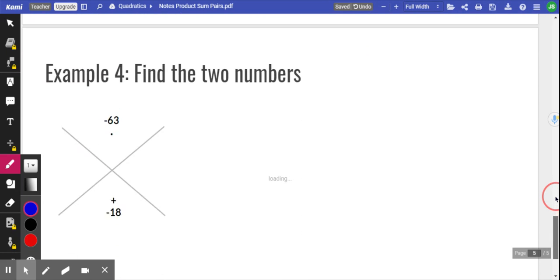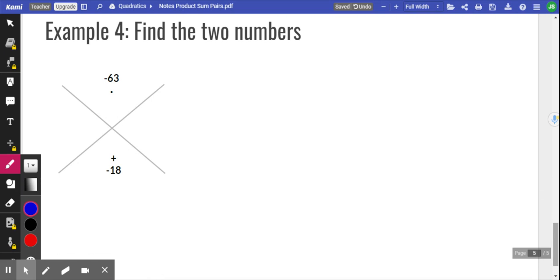Okay, so example 4, we're still finding the two numbers that work. This time we have two negatives. So we need to find two numbers that multiply to be negative 63. I'm going to start off thinking about factor pairs of 63. Don't worry too much about the negative for right now. And then they need to add to be negative 18. When I start thinking of these, I always go with the first one, 1 and 63.